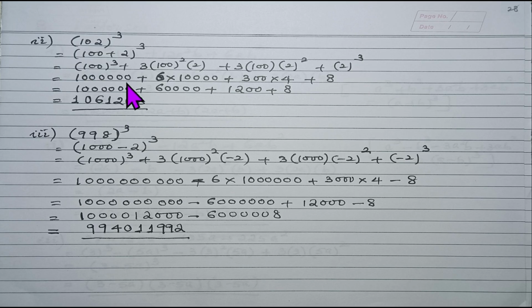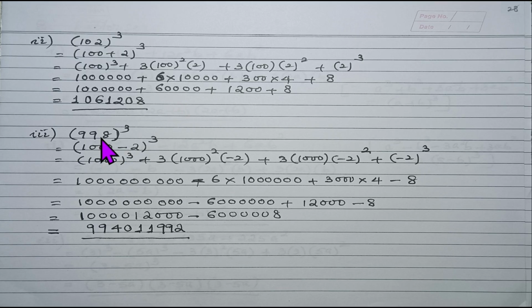Therefore it is 1 followed by 6 zeros, plus 3 into 2, that is 6 followed by 4 zeros, plus 300 into 4, plus 8. Simplification gives us the answer 1061208. So that is the answer of 102 whole raised to 3. Try to understand that.